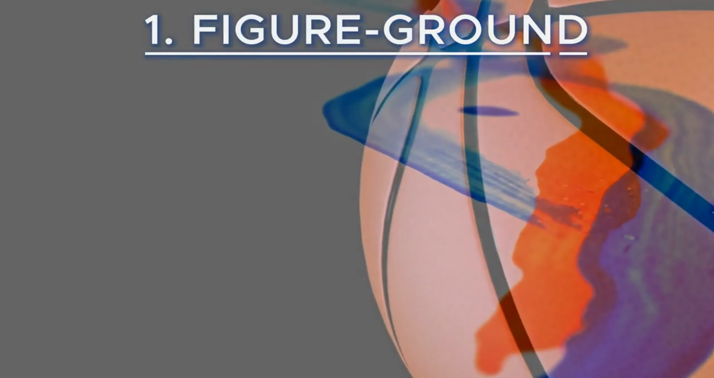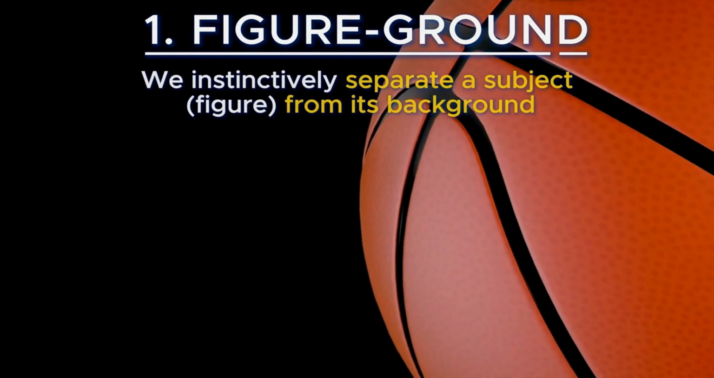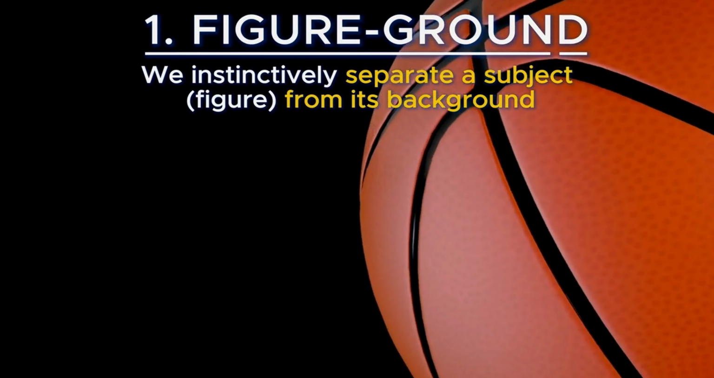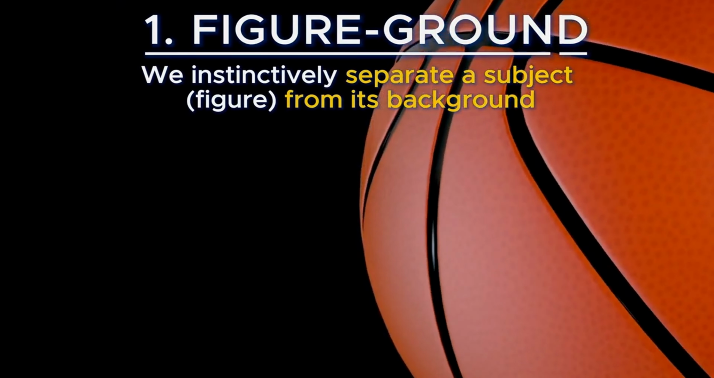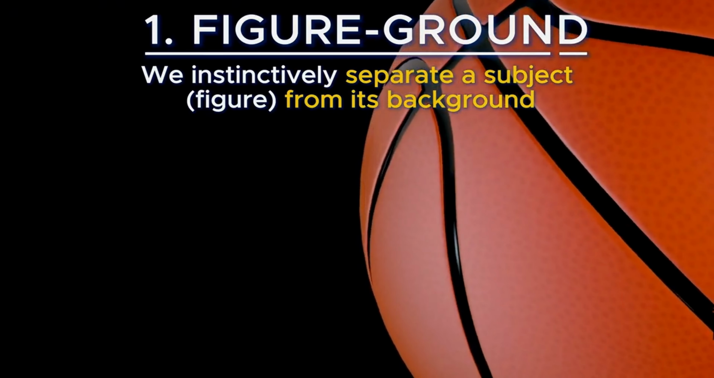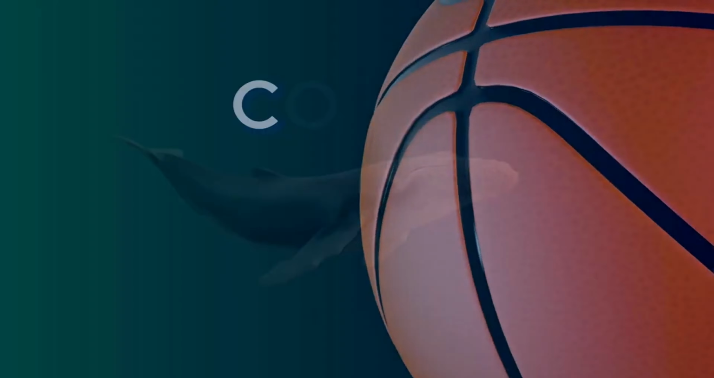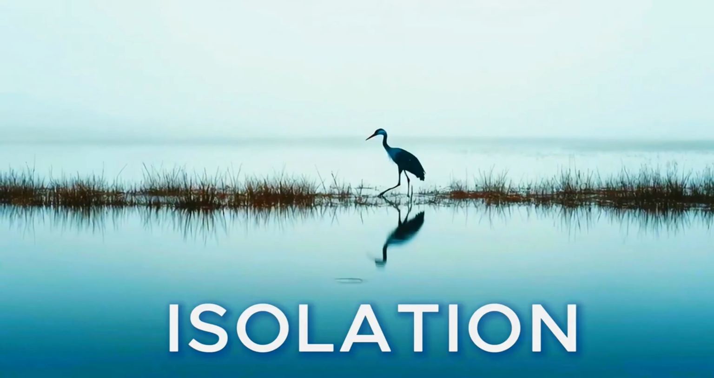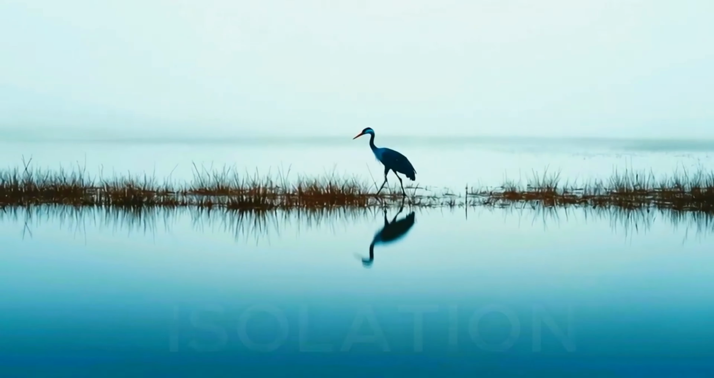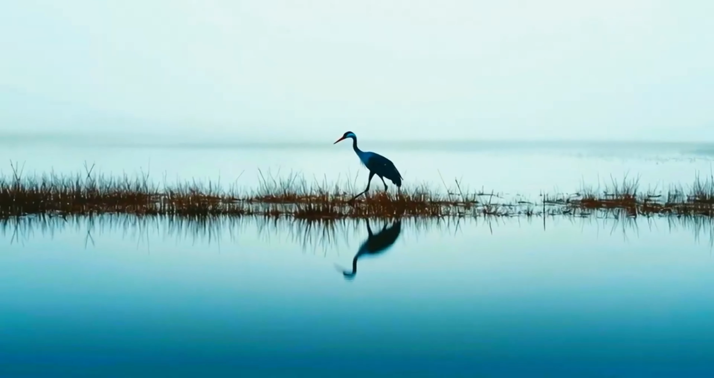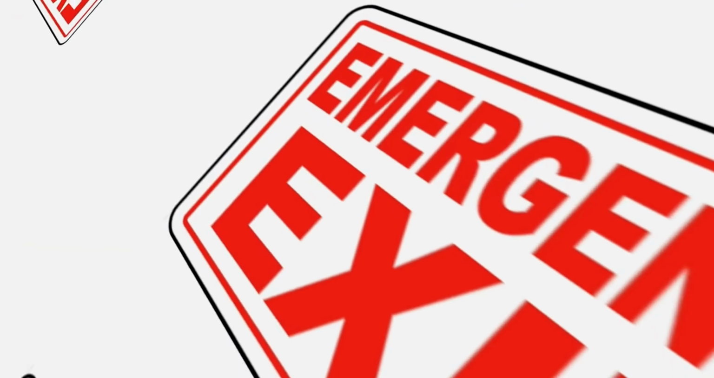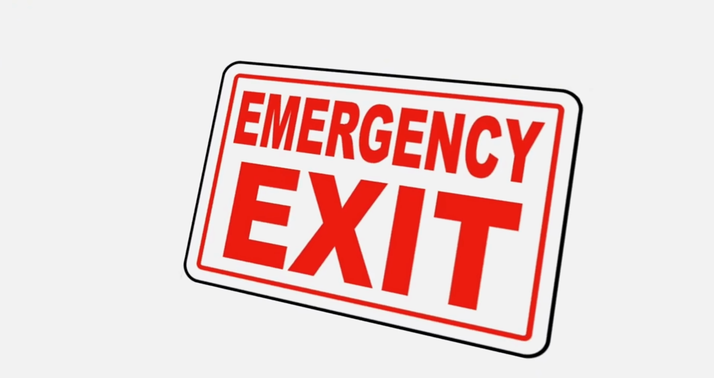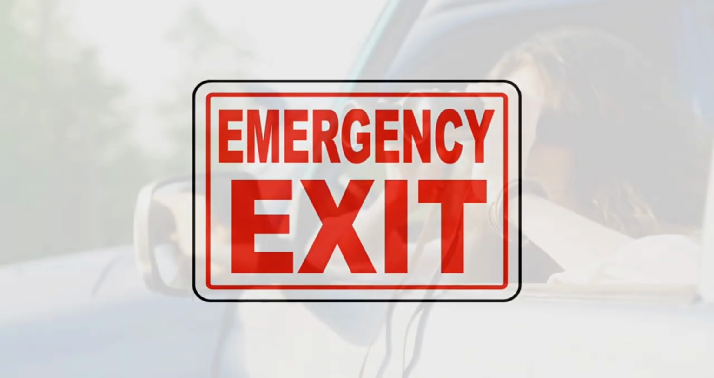Number 1. Figure ground. We instinctively separate a subject or a figure from its background. Strong figure ground relationships, color, contrast, texture, or isolation make emphasis immediate. A good example will be the emergency exit sign. The symbol is instantly readable because it clearly separates from the background.